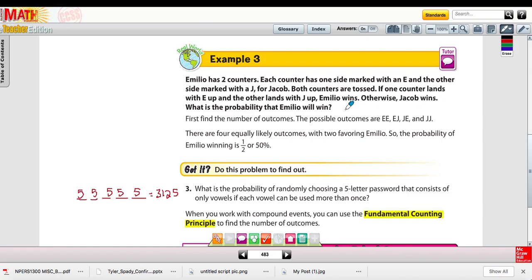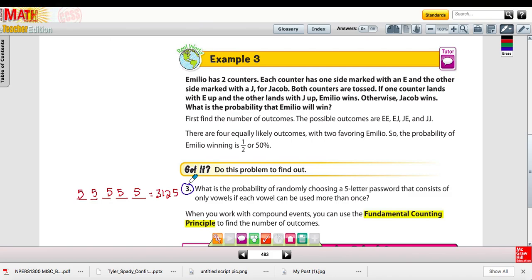On example 3, we're talking about some different situations involving probability, and what you're going to do is find the probability of each individual event, and then we're going to multiply those to find out the total. For example 3, we're finding the probability of multiple things happening. In this case, we have to find out the total first.